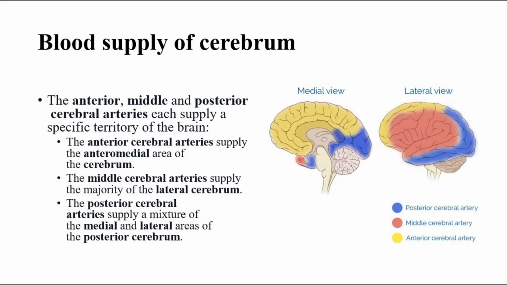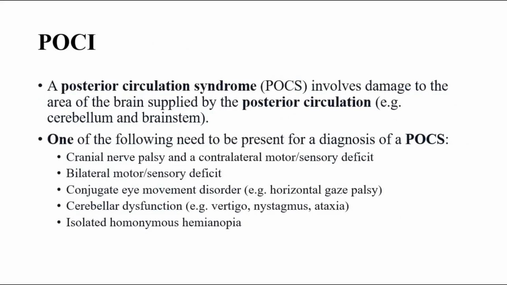The anterior cerebral arteries supply the anteromedial area of the cerebrum. The middle cerebral arteries supply the majority of the lateral cerebrum. The posterior cerebral arteries supply a mixture of the medial and lateral areas of the posterior cerebrum. A posterior circulation syndrome involves damage to the area of the brain supplied by the posterior circulation.